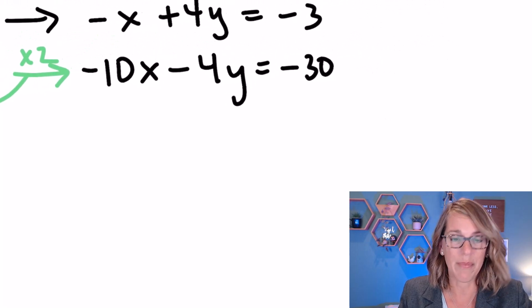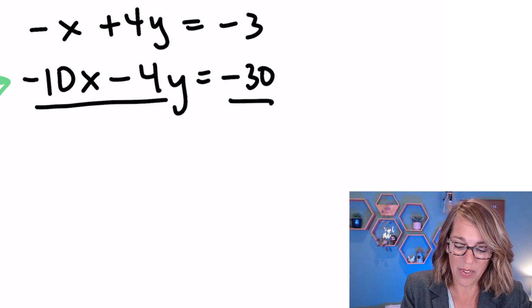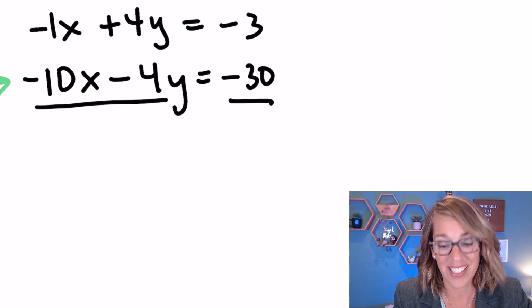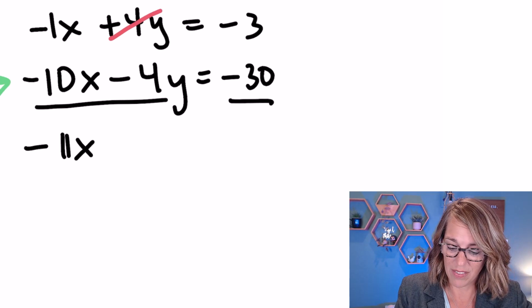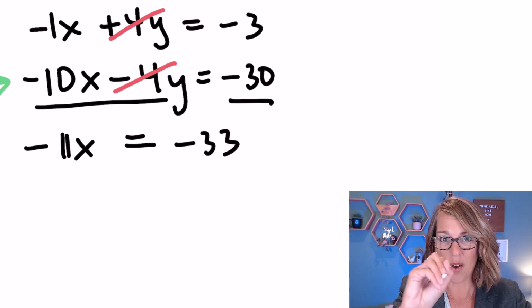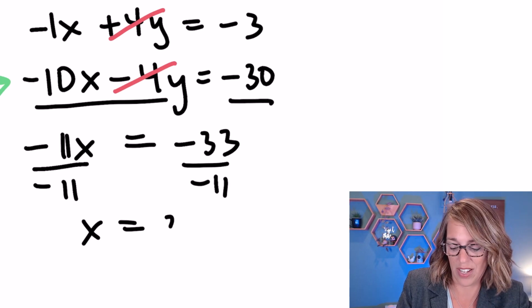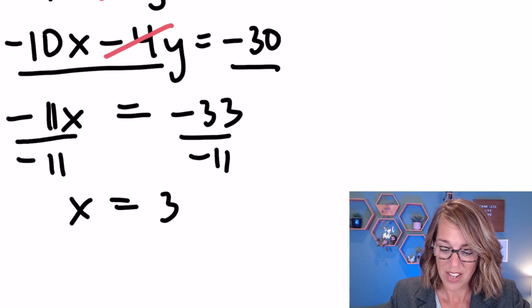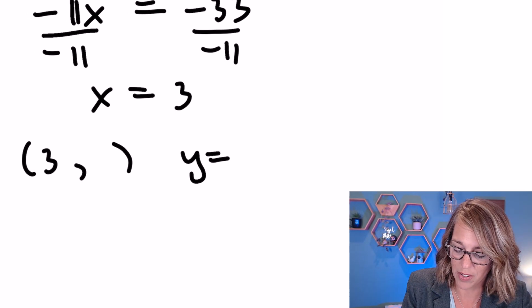Now I'm ready to eliminate those y's by adding my equations together. So I end up with -1x minus 10x, that's -11x. And then my y's, 4 minus 4 is equal to 0. On the other side, I get -3 minus 30, it's going to be a -33. We're almost there to our x value. Divide both sides by -11. And x is equal to -33 divided by -11, which is equal to 3. Now remember, this is part of our solution. I've got the 3, but I still need to find my value for y.